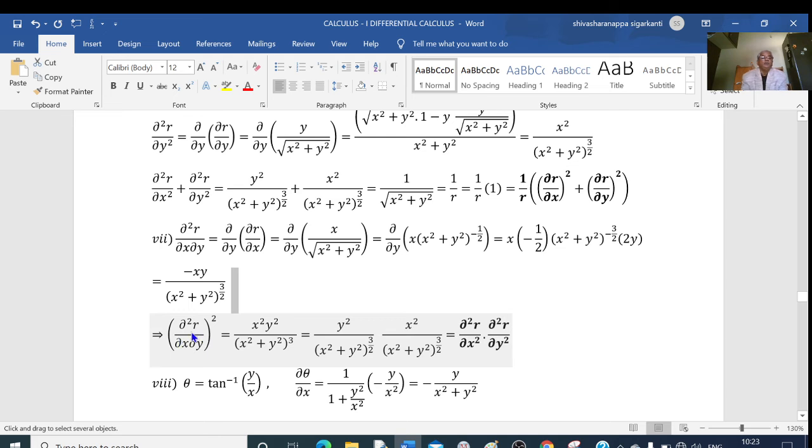Next, dou square r by dou x dou y whole square is equal to, squaring this, x square y square by (x square plus y square) to the power of 3 here, because I am squaring. We write this as x square y square by this, with power 3. I will write this as y square by (x square plus y square) to the power 3 by 2, and one more x square by (x square plus y square) to the power of 3 by 2. I am splitting this one. Y square by this, x square by this.